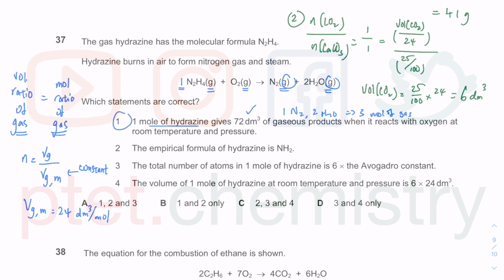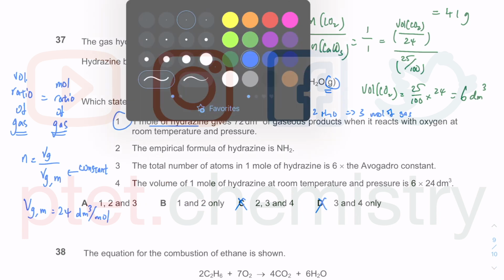1 is correct. If 1 is correct, then C must be wrong, D must be wrong. Looking at A and B, the sensible thing is not to check for number 2 because if 1 is correct, number 2 must be correct. Then I must check for number 3 by logic.